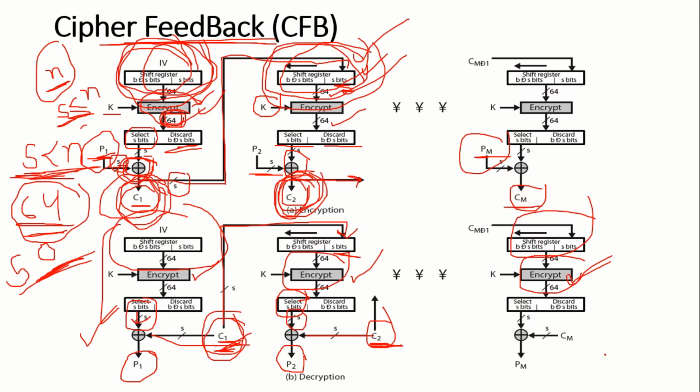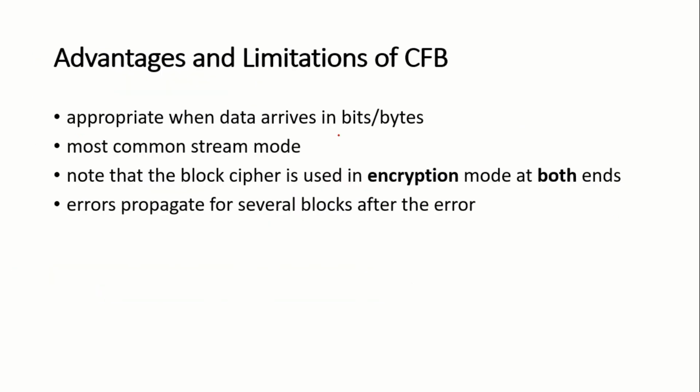And this process goes on until we make use of the last cipher block and we generate the last block of the plain text, right? So this is the working of the cipher feedback mode. I know this is somewhat confusing, but once you listen to it carefully, that will be easy for you. And these are the advantages and limitations of CFB.